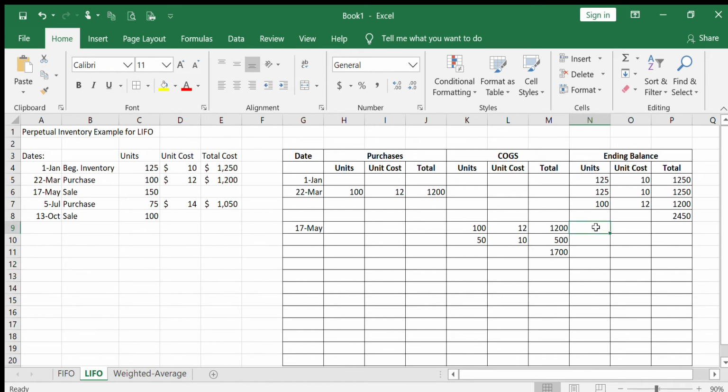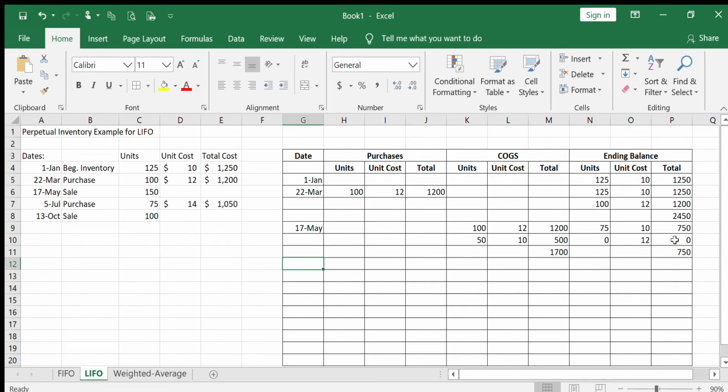Now we need to update our inventory amount. The first thing we look at is our beginning inventory. We had 125, but we just sold 50 of them, so now we only have 75 at $10. Multiply those two, and we get $750. Then we look at the 100 that we purchased most recently. We used up all 100, so we'll have 0. That was $12, and 0 times 12 is obviously 0. So our total inventory remaining is $750.